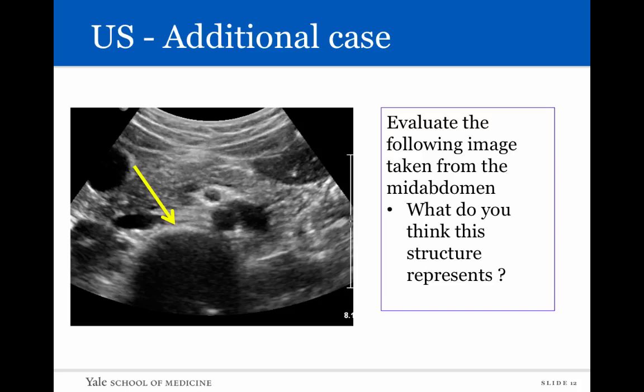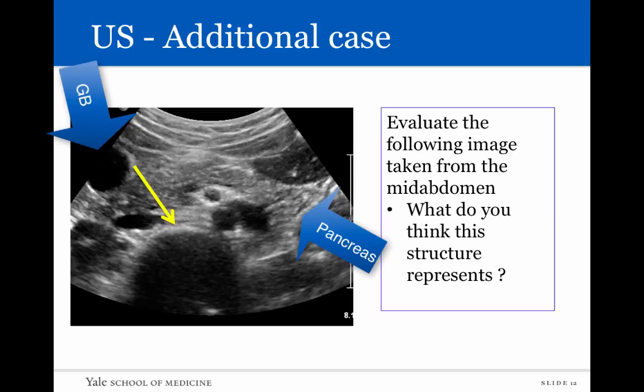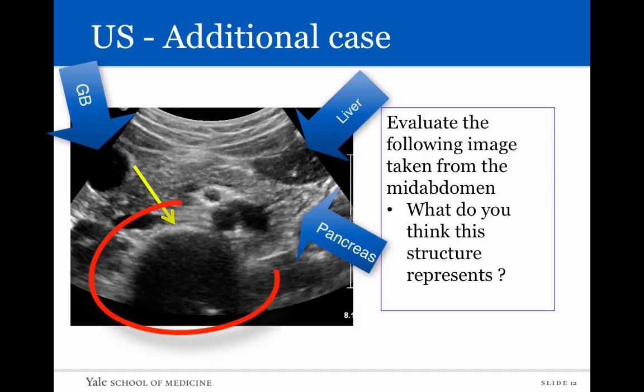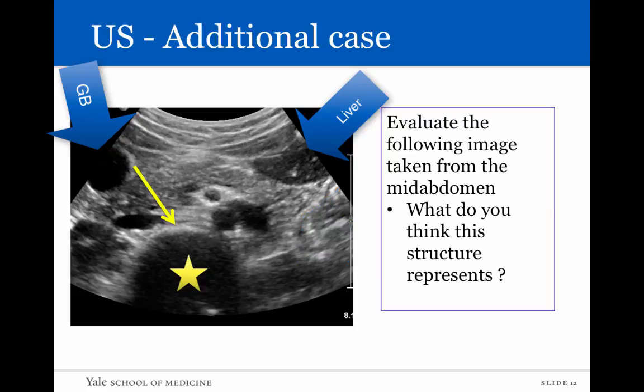How about this case over here? This is an image taken from the patient's mid-abdomen. This structure here is actually the pancreas. That's the gallbladder. There's a portion of the liver we can see over here. What do you think this structure represents? If you look at it, as the sound waves go through, there's a very sharp interface over here. Behind it, it looks rather dark. It doesn't look completely black like the simple cyst, but it looks rather dark, almost as if no sound waves are getting through this structure over here.